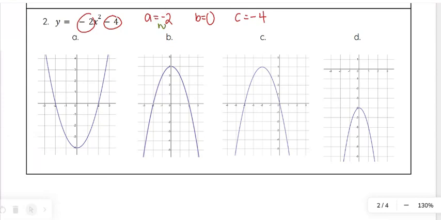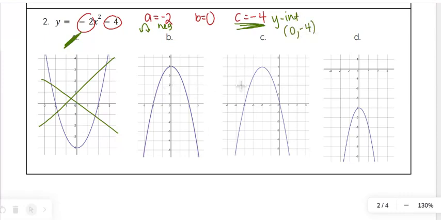So if A is negative, then it opens down, which means we can go ahead and cross out option A as an option that is no longer an option. B is going to be 0. We'll come back to that in just a minute. I'm going to look at C, which is negative 4, which tells us that our y-intercept is (0, -4).